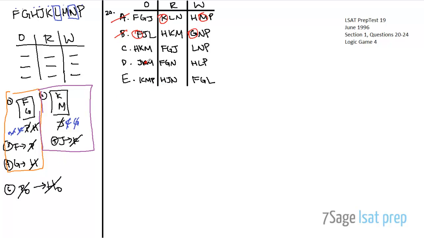J and K also can't be together. Right there, J and K can't be together. That's fine. J and K aren't together, J and K aren't together. So that means we go down to rule number 6, right?